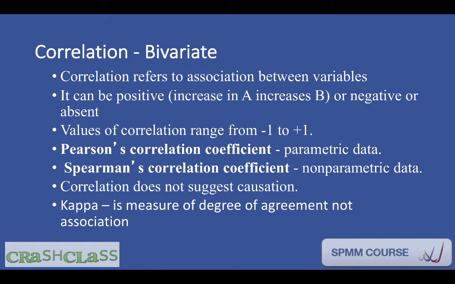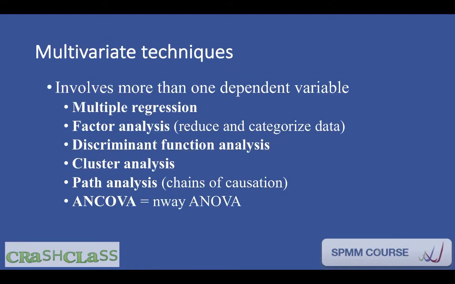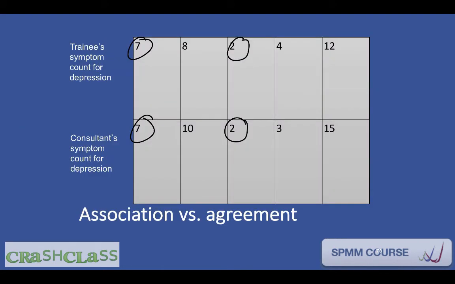Okay. Now kappa. Sometimes we use another bivariate metric called kappa. Kappa is a measure of agreement, not association. What's kappa? I will see what kappa is in a minute. In this table you will see what kappa is.